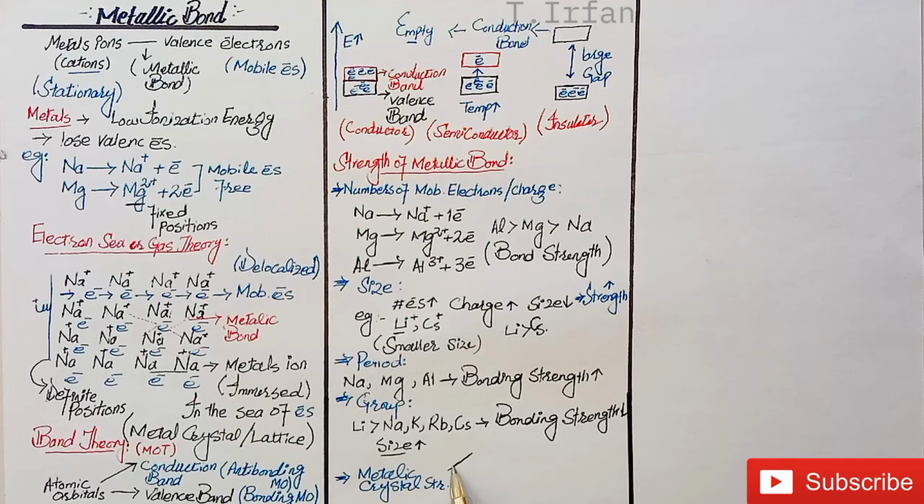Metallic atoms pack or arrange in three ways, which are body-centered cubic, face-centered cubic, and hexagonal close packing. These are the unit cells which repeat and form the metal crystal or lattice, and explain the arrangement or packing of metallic atoms.